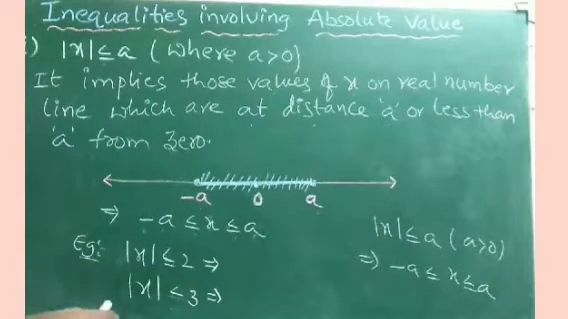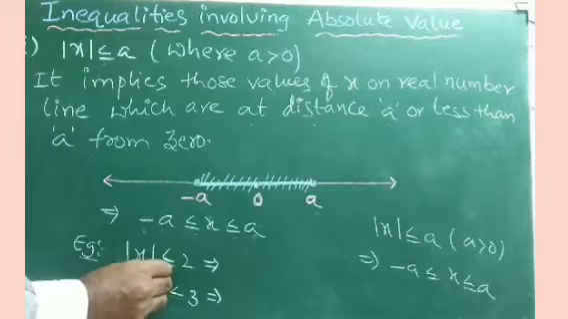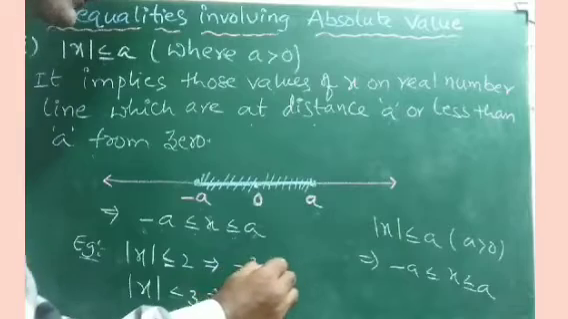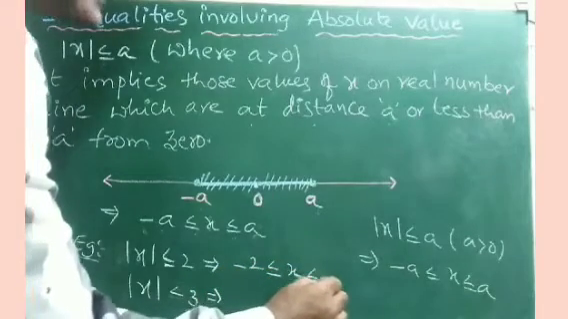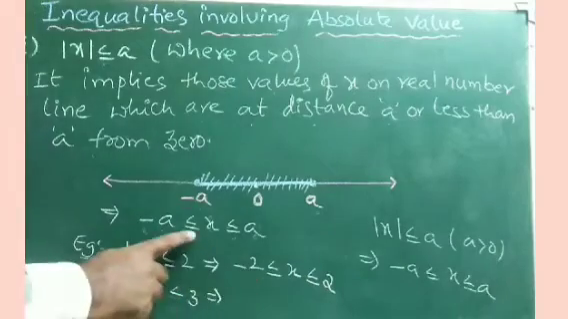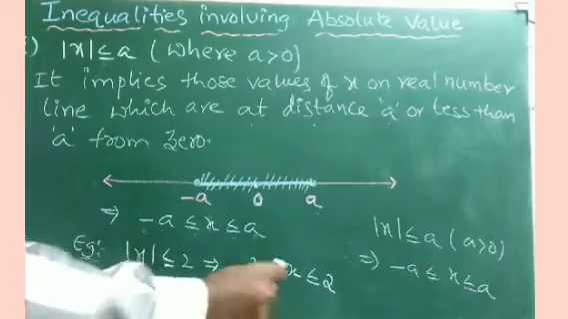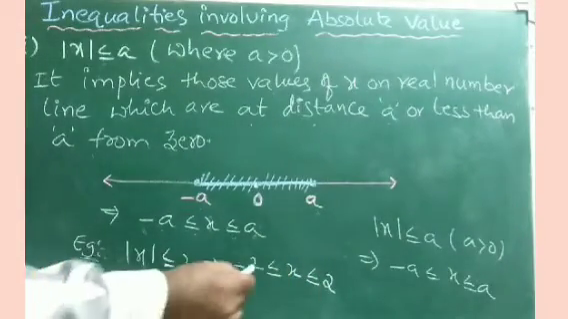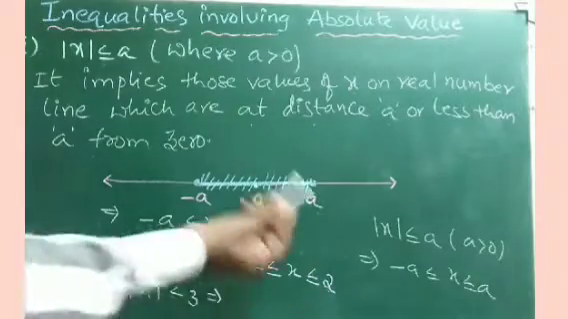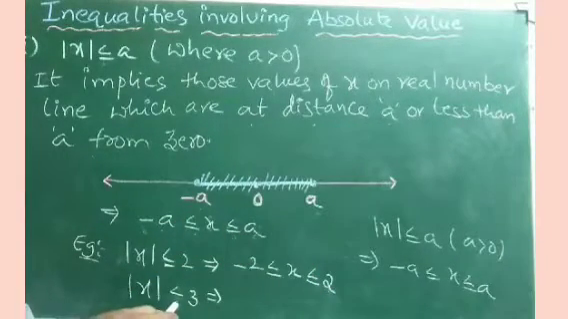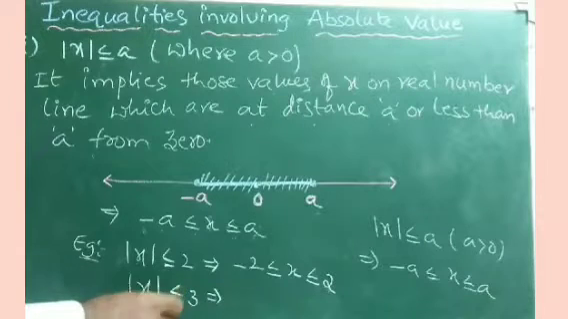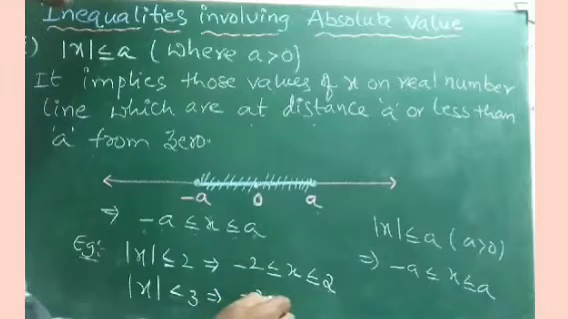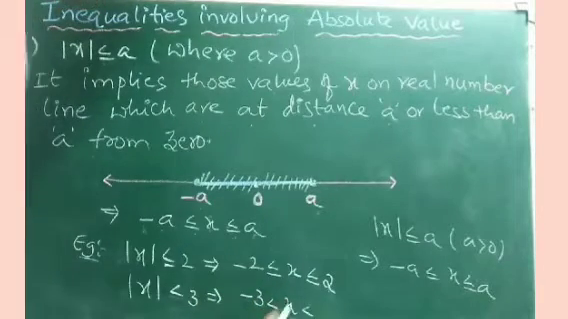So for example, if modulus of x is less than or equal to 2, then you know the meaning of this is minus 2 less than or equal to x less than or equal to 2. So x is the value which lies between minus 2 and 2 including them. So minus 2 is also one of the numbers, even 2 is also one of the numbers in that interval. Now coming to modulus of x less than 3, hence x lies between minus 3 and 3. So minus 3 less than x less than 3.